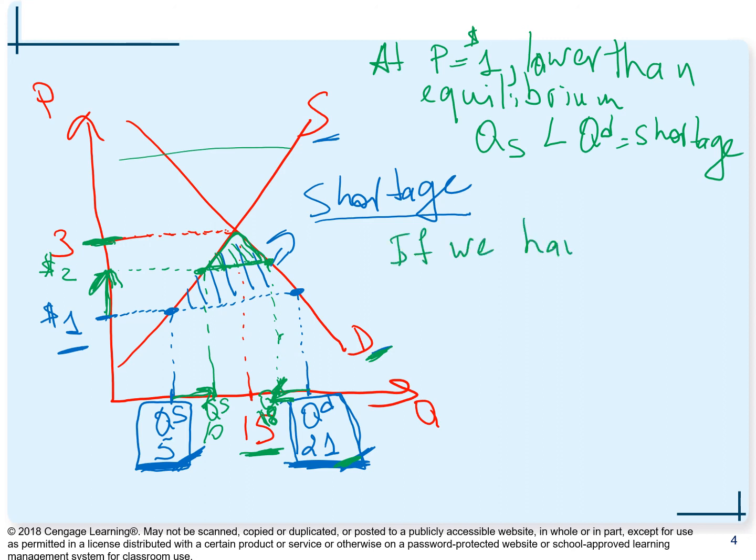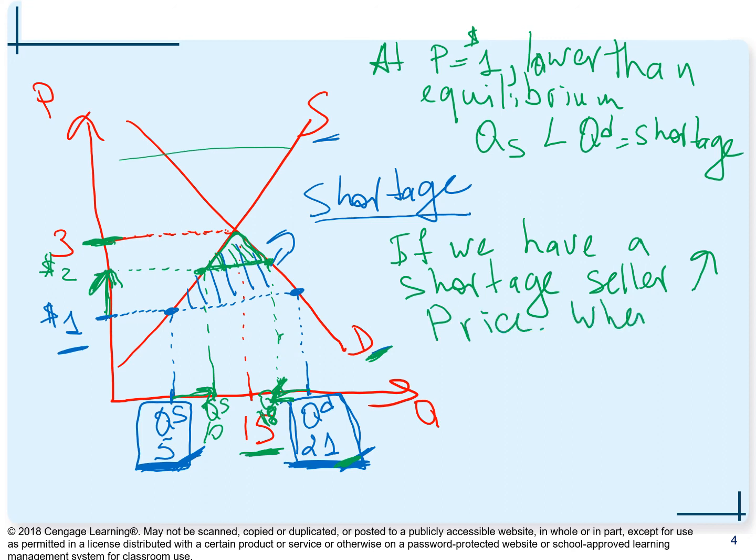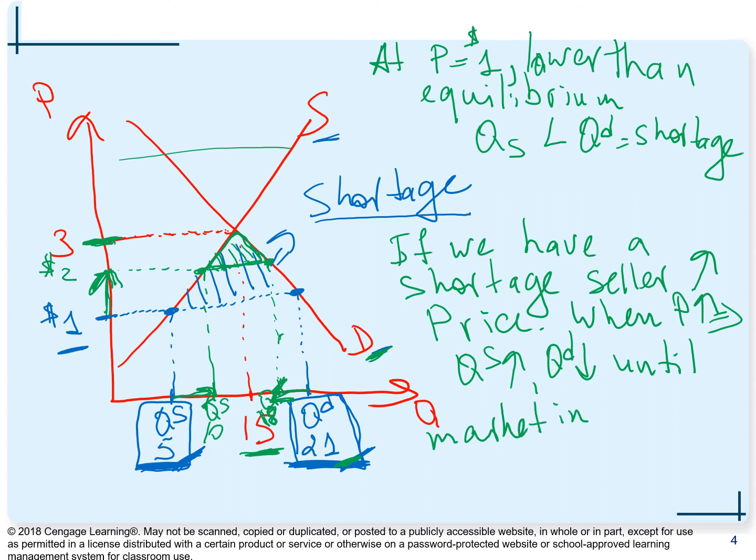If we have a shortage, sellers will increase the price. And then when price is increasing, our quantity supply is going to increase, our quantity demanded is going to decrease until the market is in equilibrium again.